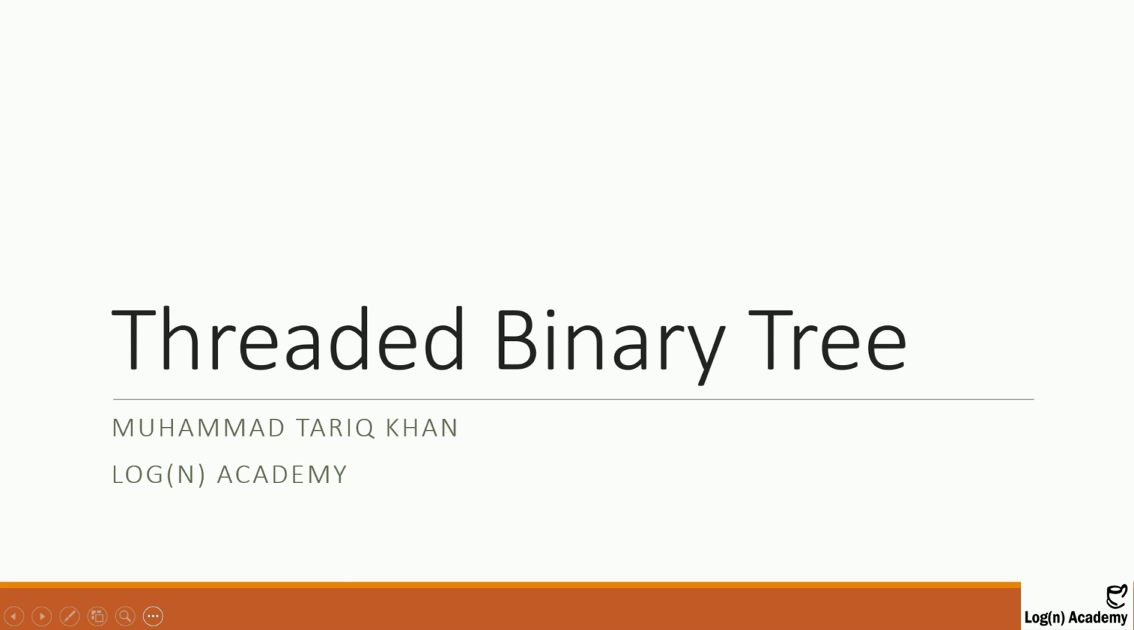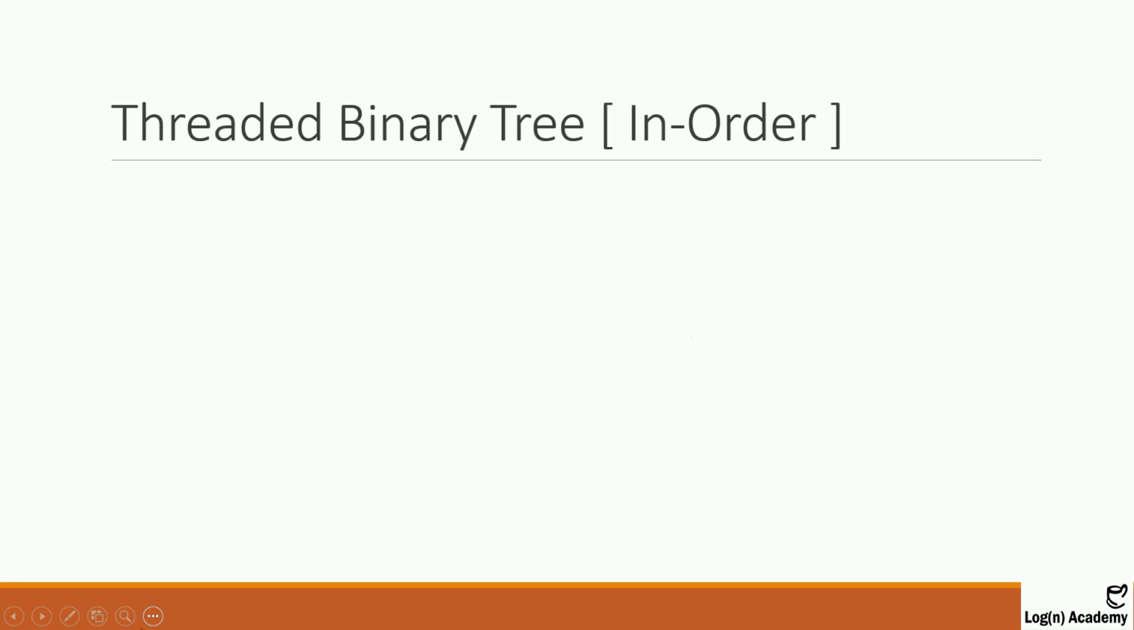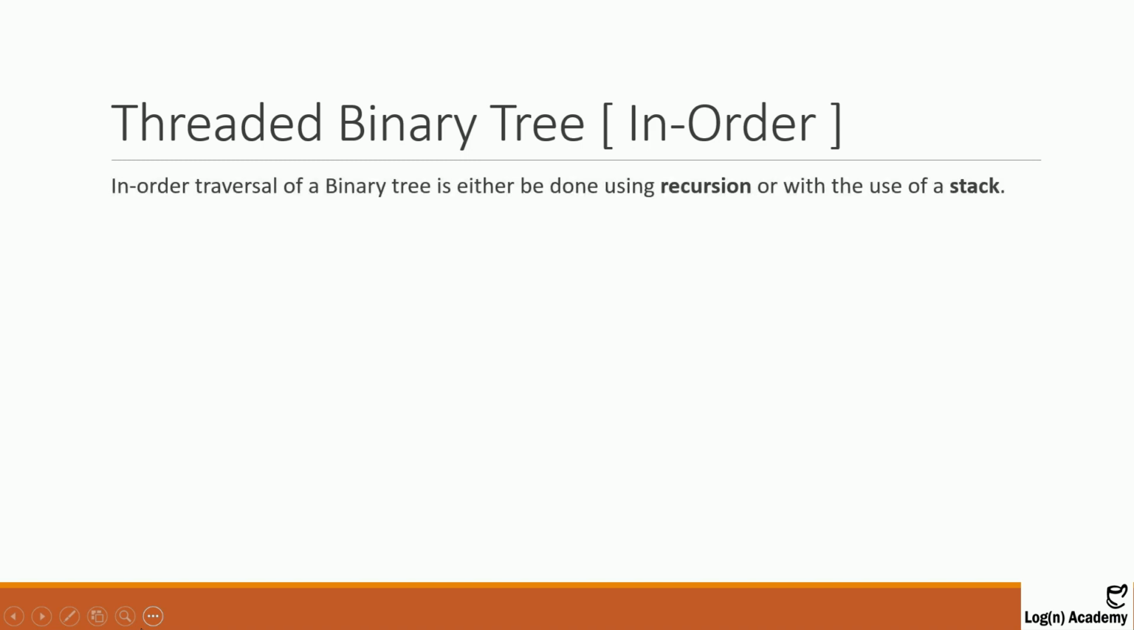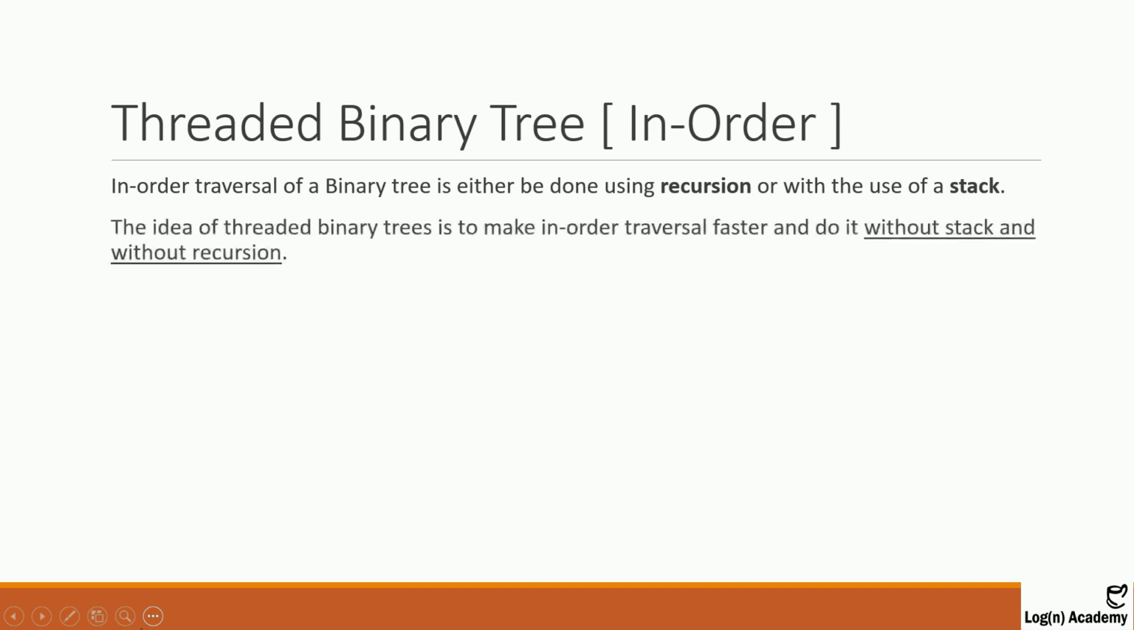How can we do this? We will discuss this in this lecture. I will focus on the in order traversal, and I will use the threaded binary tree concept to traverse the tree using the in order traversal. In order traversal of a binary tree is either done using recursion or with the use of a stack. We know this. The idea of threaded binary trees is to make in order traversal faster and to do it without stack and without recursion.